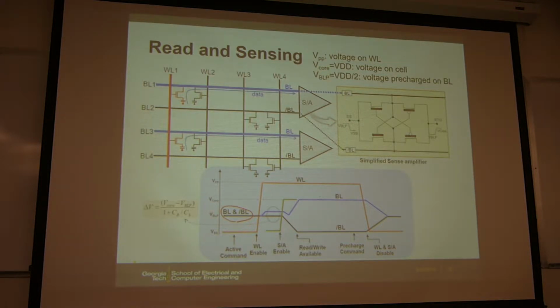Okay. So why is it half VDD? Any idea? So that it's symmetric? Yeah. Because you have 0 or 1, right? So if you have this bit line in the middle, then sensing 0 and sensing 1 will have the same speed. So this is the timing diagram.